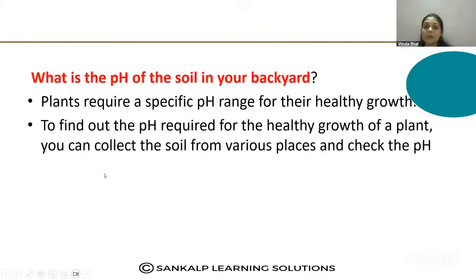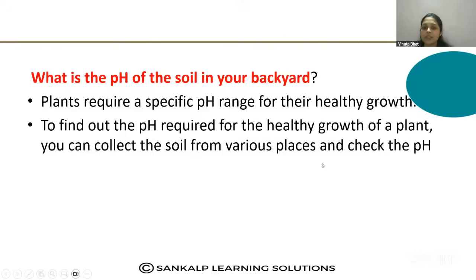Then what is the pH of the soil in your backyard? Plants also survive in a particular pH range, meaning they do not need more acidic soil or more basic soil. If they want to grow properly, the soil should not be more acidic or more basic. It should be in a particular pH range. Plants require a specific pH range for their healthy growth.